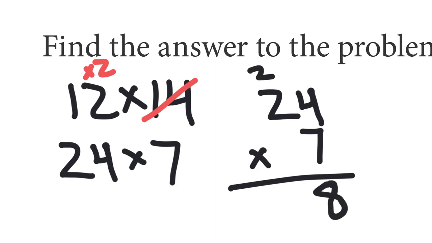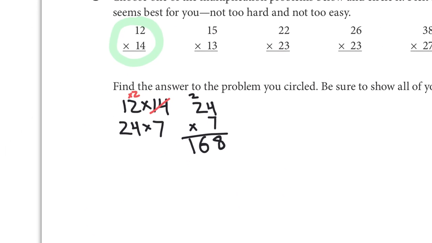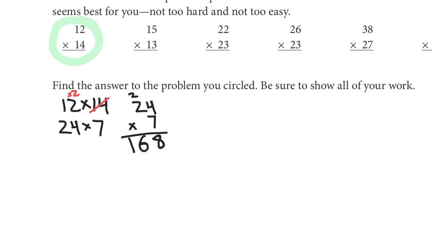Carry the 2. 7 times 2 is 14. 14 plus 2 is 16. 168. There are other ways you could solve that problem, but I love to find ways to use the doubling and halving strategy because it's way easier.